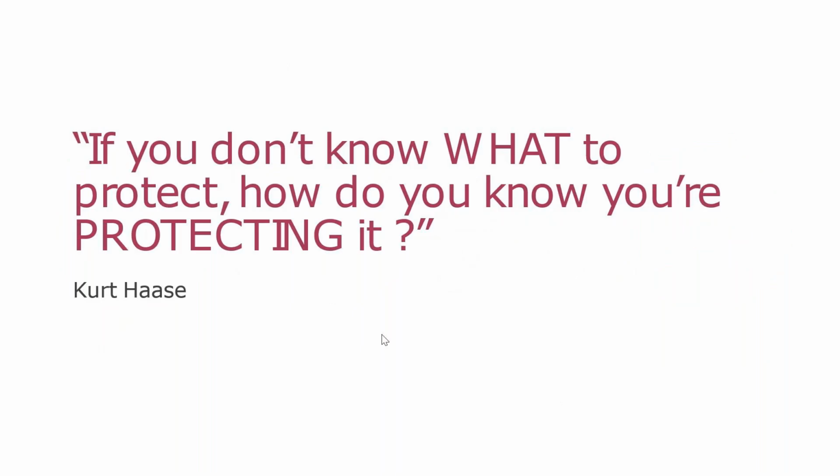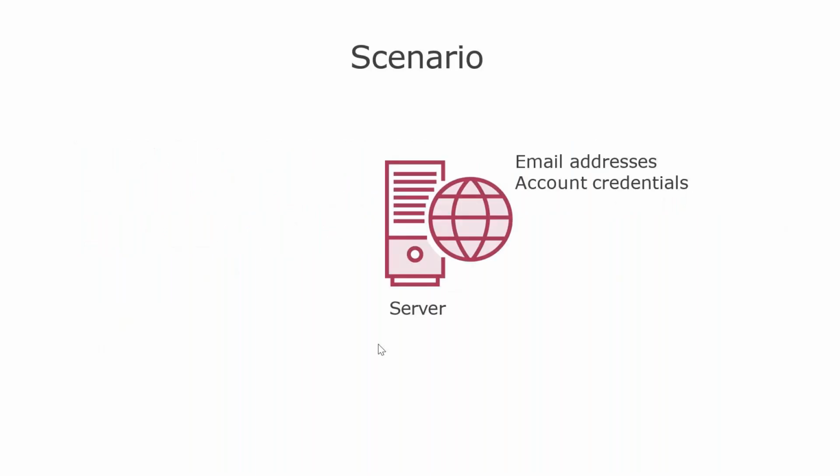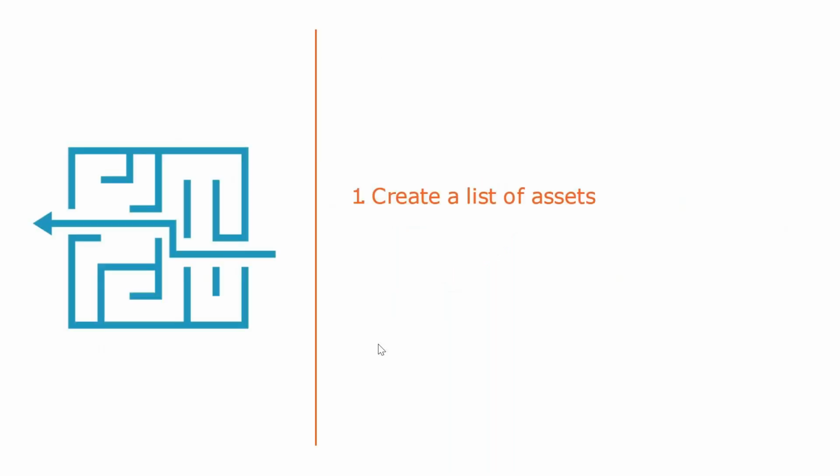Put it in this way: Kurt Hasse is saying, if you don't know what to protect, how do you know you are protecting it? Very simple statement. What you are trying to protect is your asset, and you have to list it down. You have to create a document which says what things you are trying to protect. For example, it can be a server, and the server has email addresses and account credentials. That is a kind of asset you have. That's the asset-centric approach.